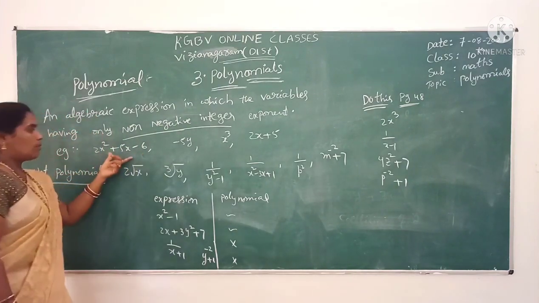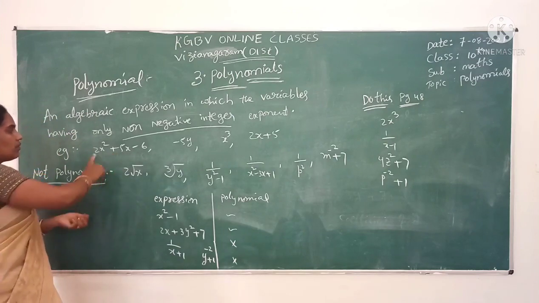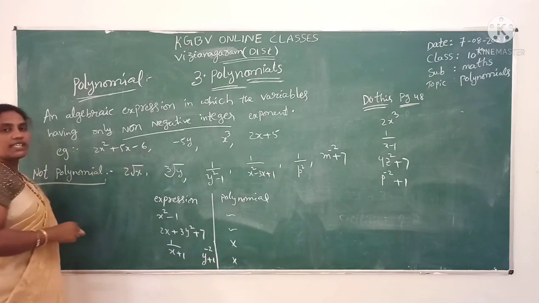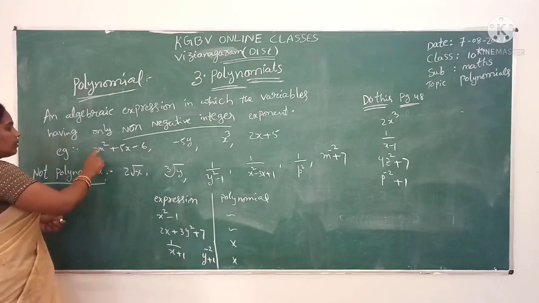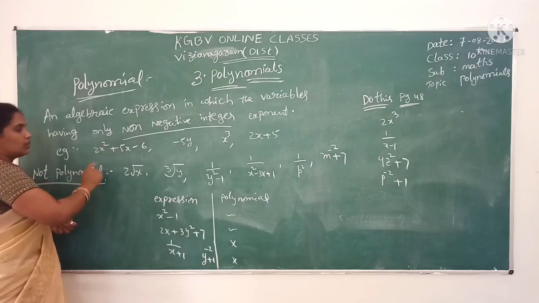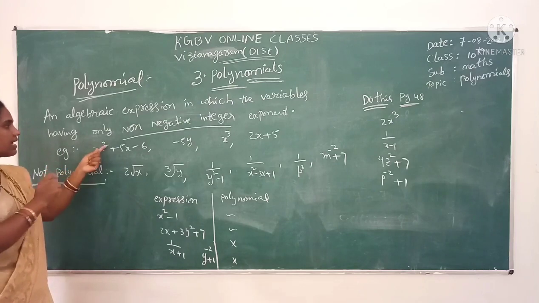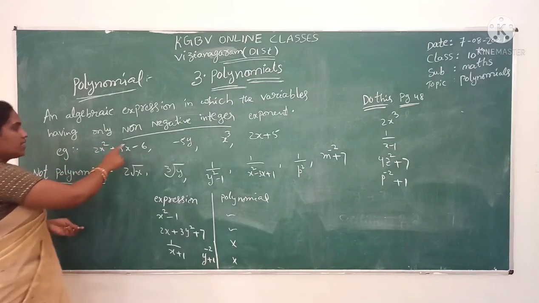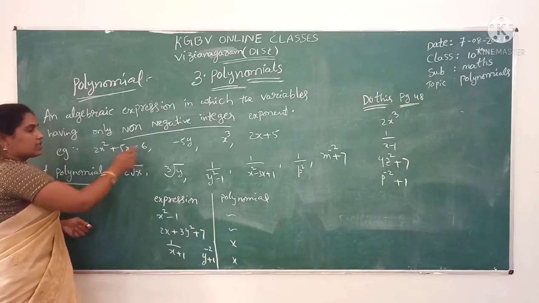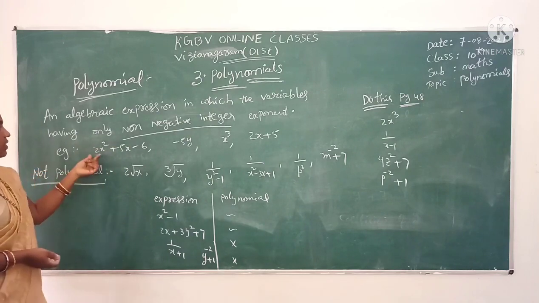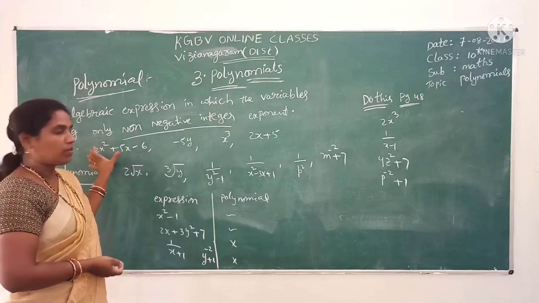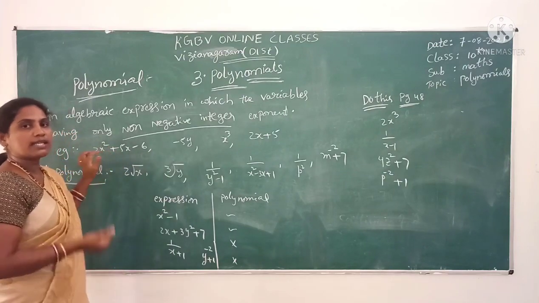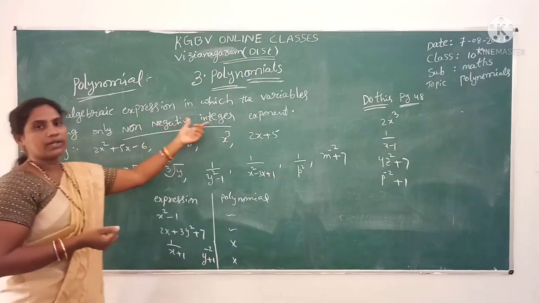This is a polynomial because what is the variable in this expression? X is the variable. The power of x is 2, which is a whole number, a non-negative integer. The power of x is 1, and the last term is a constant. So 2x square plus 5x minus 6 is a polynomial because the variable has a non-negative integer exponent.